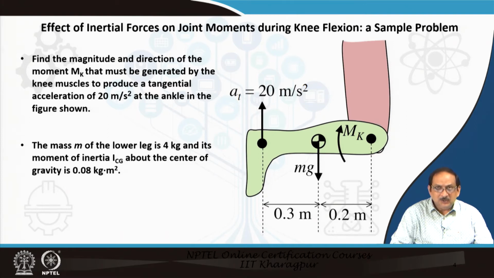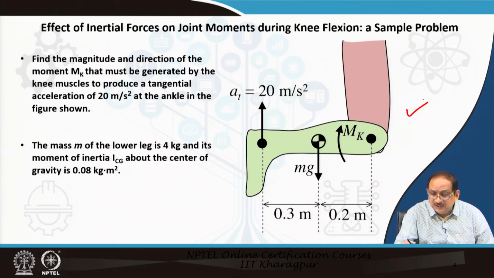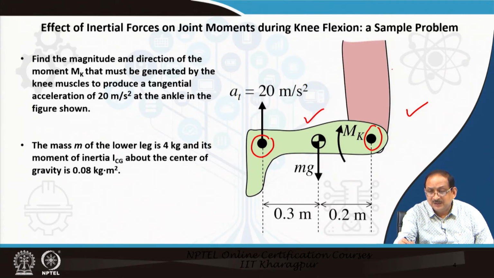Now, let us look into a sample problem to demonstrate the effect of inertial forces on joint moments during knee flexion. The figure represents the lower extremity. Here we have the knee joint, the ankle joint and of course, the green part is the lower part of the leg, and the upper part of the leg, the thigh, is indicated here.